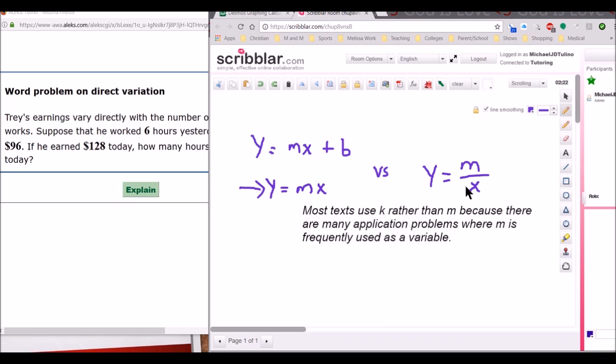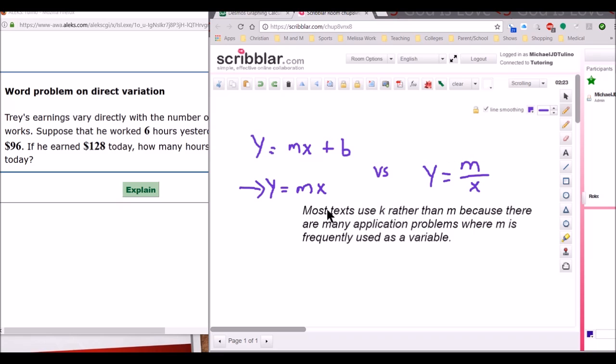Now when something's inversely related, take a look here. This is m times x. Over here it's m divided by x. The x is actually inverted into a fraction. So when something's not directly related, but inversely related, we're dealing with the inverse.